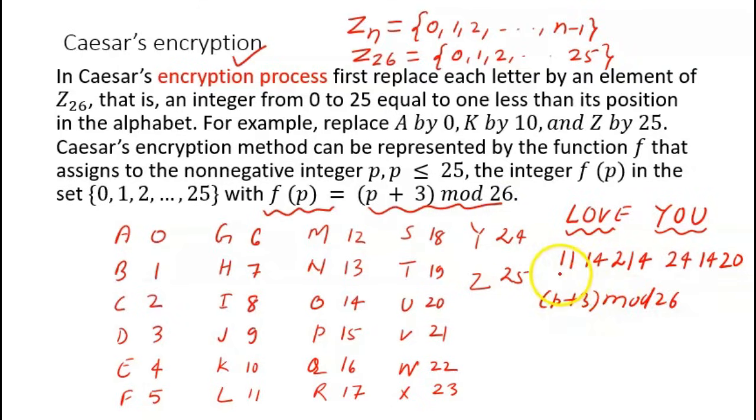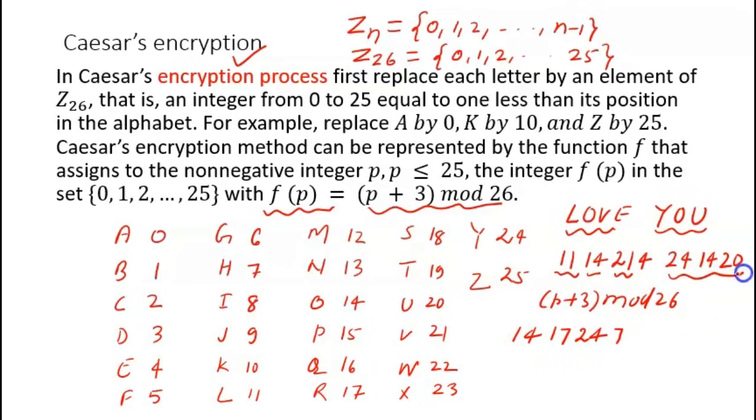So we add 3 to each of the numbers and then we take modulo 26. If we have 11 and I add 11 plus 3, I will get 14, and 14 modulo 26 will be 14. 14 plus 3 will be 17. 17 modulo 26 is also 17. 21 plus 3 is 24 and 24 modulo 26 is also 24. And 4 plus 3 is 7. So this is the first thing.